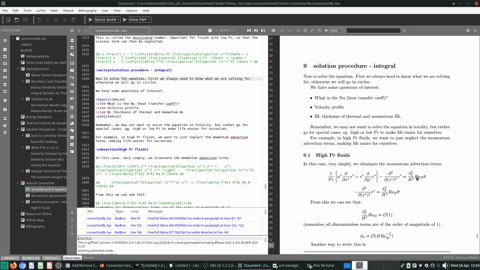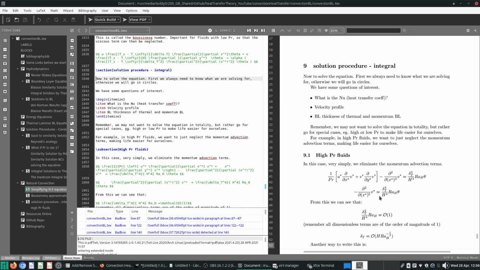I just brought down the momentum equation from here. Remember, we have our special Rayleigh number, and we have our special ratio here, delta T to H, and we have our other terms as well. Now, if our Prandtl number is exceedingly high, these terms can just be dropped off. And we have a rather simple equation here, where the temperature profile directly dictates the velocity profile, at least inside the thermal boundary layer, which again I emphasize is smaller than the momentum boundary layer.